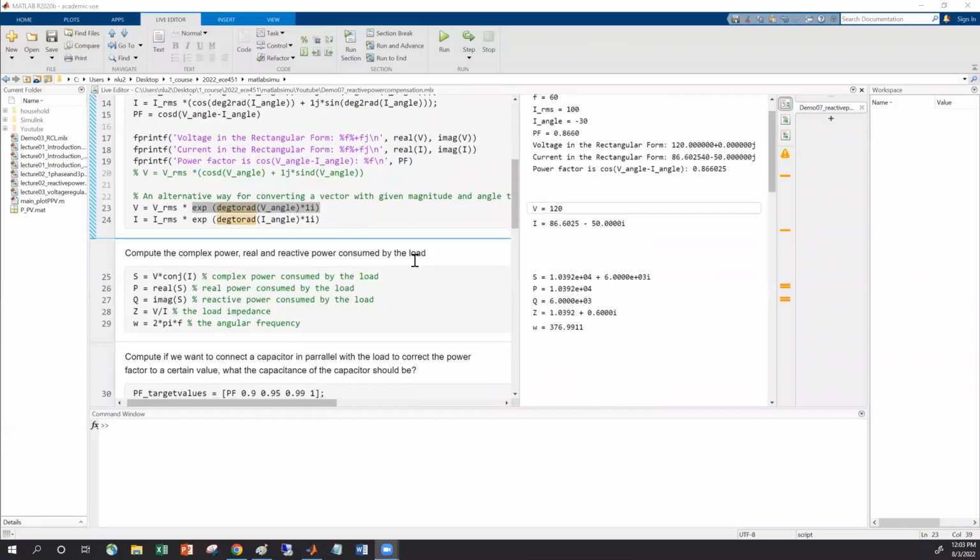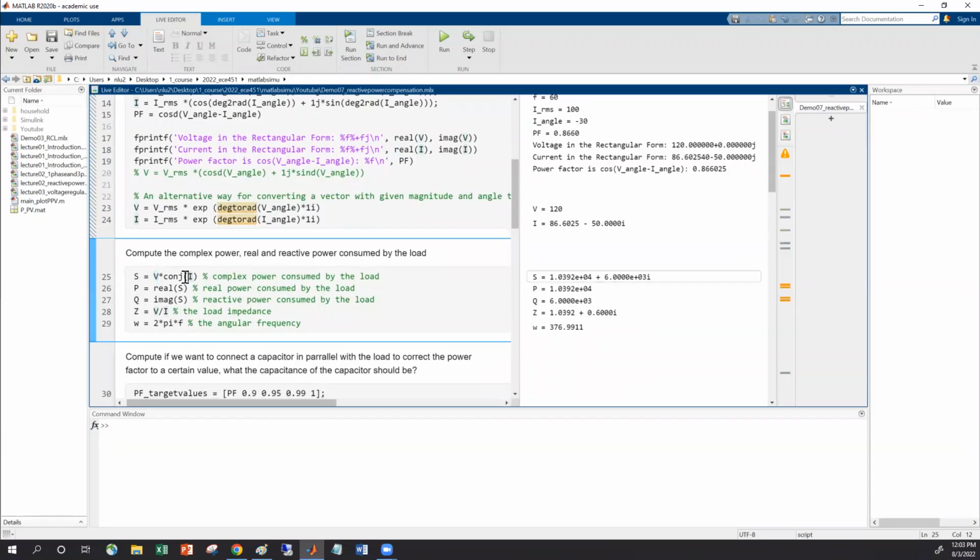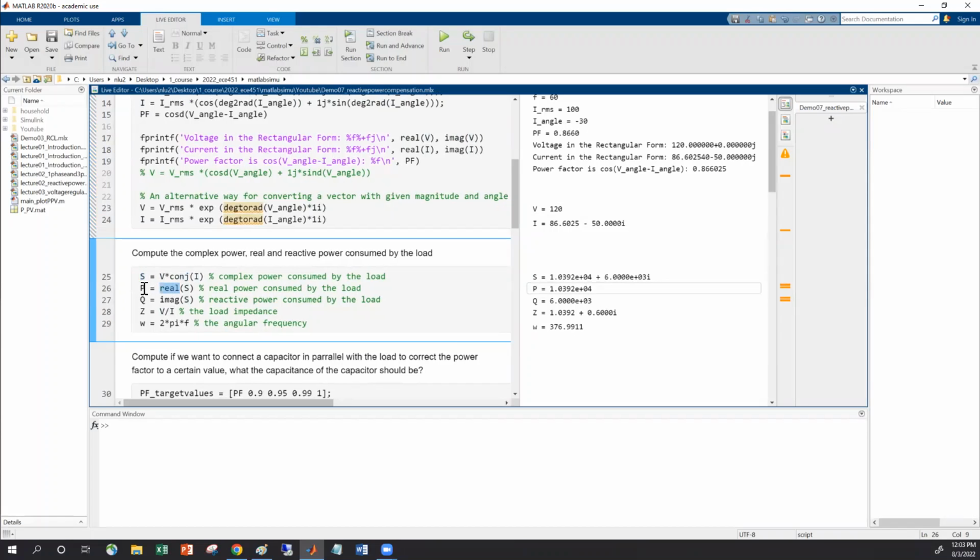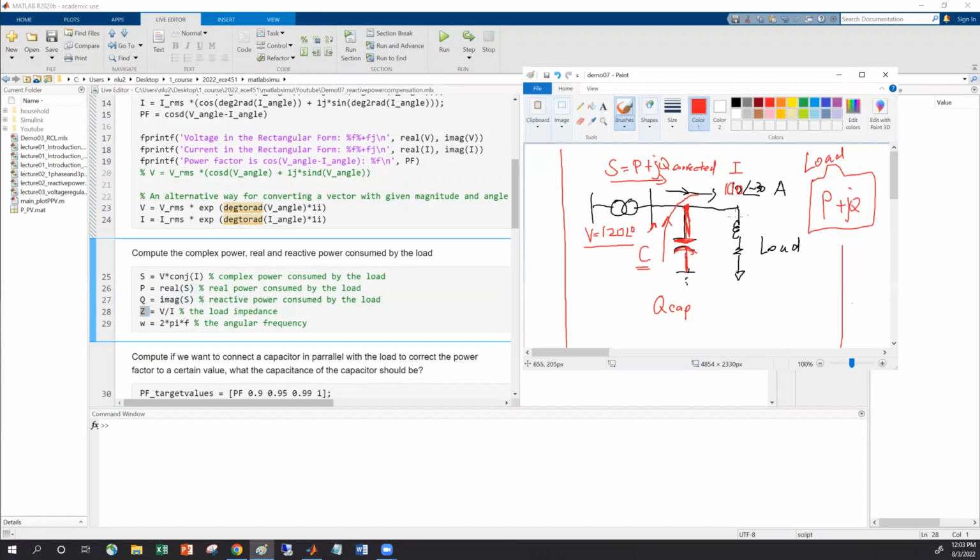Next, we're going to compute the complex power. We have V and then we have I, and V times the conjugate of I equals the complex power. The real part of it would be the real power. The imaginary part will be the reactive power. Those are the real and the reactive power consumed by the load. If we want to compute the impedance, this impedance right here, then we can simply use Z equals V divided by I, okay? That's exactly what happens here.